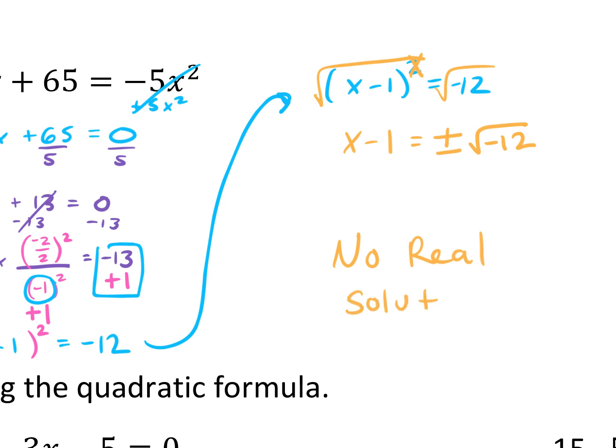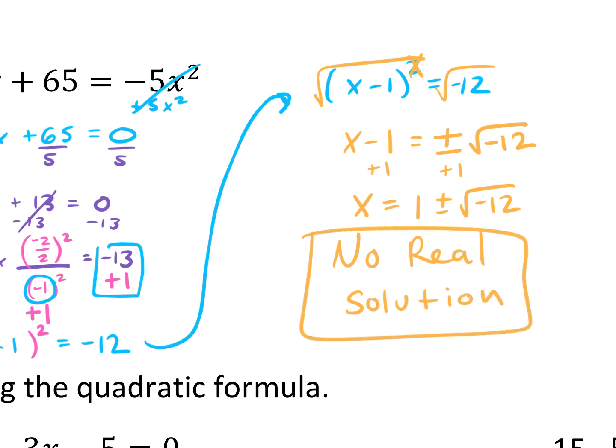But if, let's say that was a positive 12, we would want to simplify our radical. We would want to add 1 to move it to the other side. So x is equal to 1 plus or minus the square root of 12. And then we would want to simplify the square root. But because we have a negative under our radical, it is no real solution.